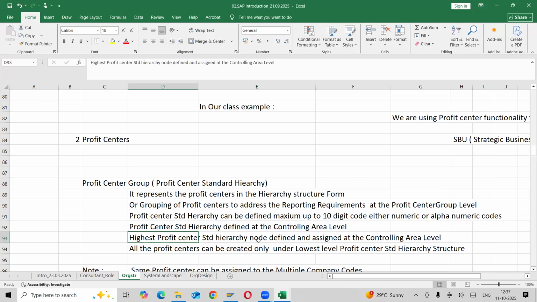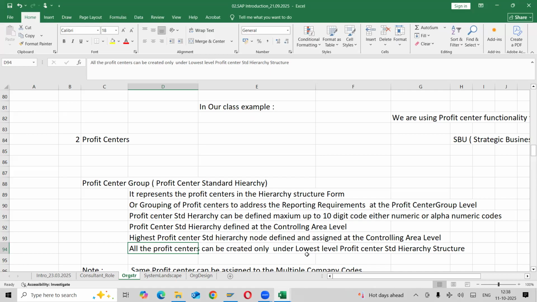Clear? Next one: highest profit center standard hierarchy node. Node is nothing but a step. Here we call it a node in SAP, but in general we call it a step. The highest profit center node, the standard hierarchy node, is defined and assigned at controlling area level. So in the complete structure of profit center group, whatever it is, the last node, the last step, will always be a profit center. Same thing I've mentioned here. All profit centers can be created only under the lowest level. First a profit center group, under that one more group, so up to 7 steps, 7 levels of structure, we can create.